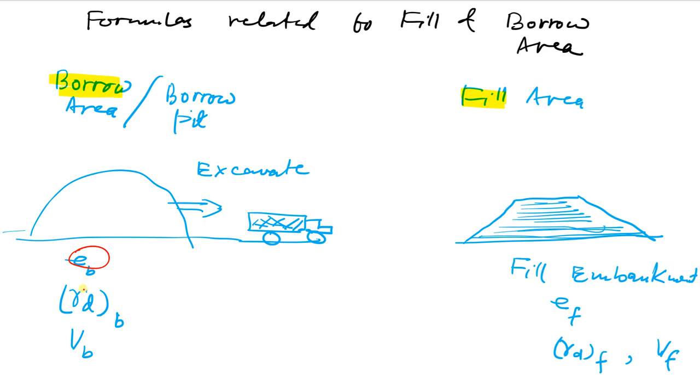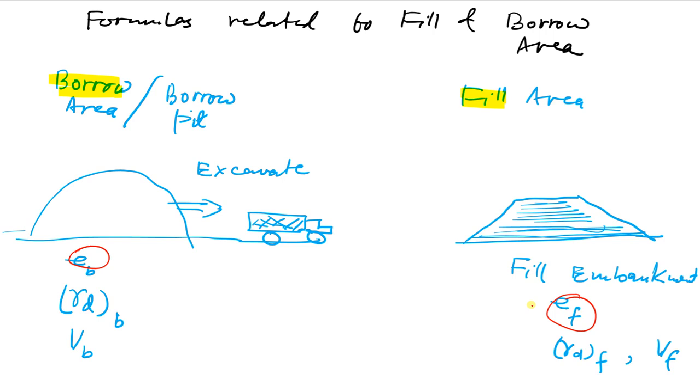So the void ratio of the soil from excavation, from the borrow area, and the void ratio of the fill are going to be different. The moisture levels are going to be different, because when you are excavating the soil, we put it in the trucks and bring it to the fill area, water may evaporate, or if it is raining on that day, maybe water is going to be added.